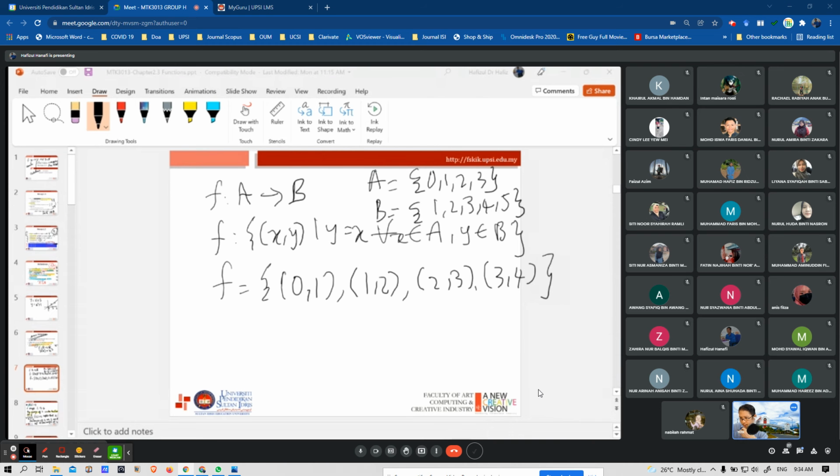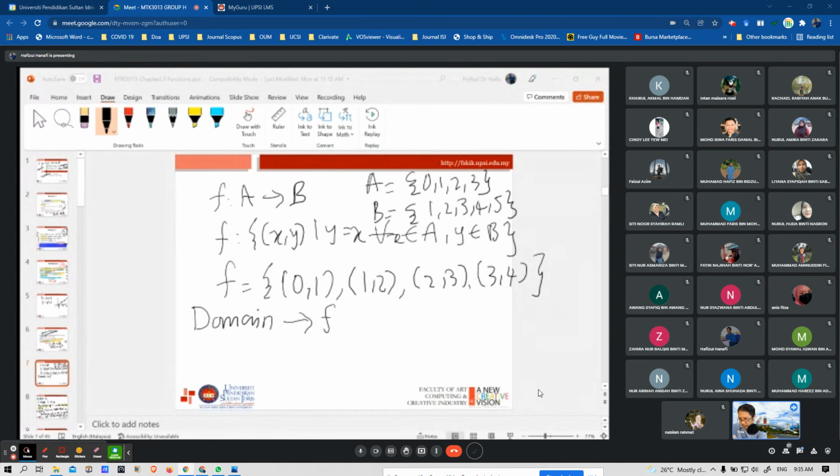And then for the domain and codomain, we have domain, range, and then codomain. First, we will find the domain, that is the domain of f. We can say this one is domain f. Domain f is equal to 0, 1, 2, 3.